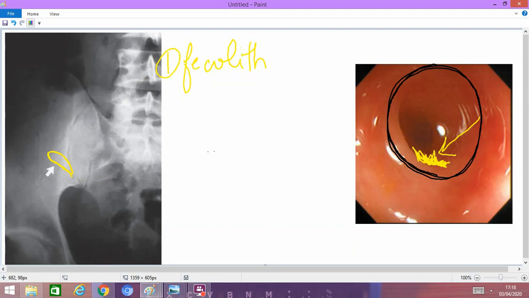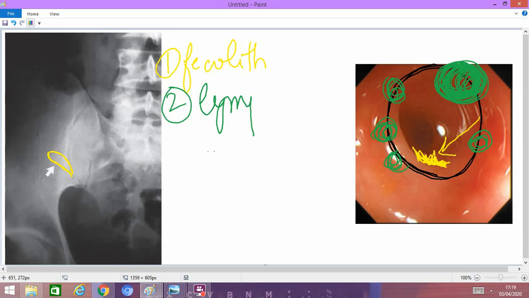For example, you can also have lymphoid hyperplasia. Lymphoid follicles are present in the submucosa of the appendicular wall, and if one of them undergoes enlargement, for example, you can see a ridiculous enlargement here, it can cause obstruction too. So let's name it. Lymphoid hyperplasia is the second cause.